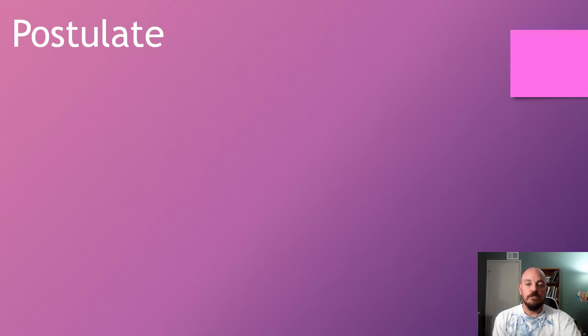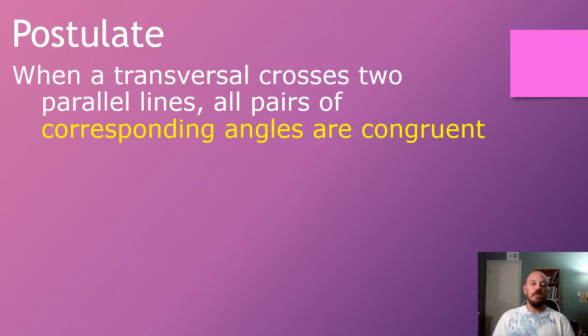Okay, so here's our first math rule for this section. It's a postulate. And remember, we said postulates and theorems are both math rules. In the long run, they're both basically the same thing. Postulates are usually a little bit more simple. Theorems can be more complicated. But our first postulate for today says, if a transversal crosses two parallel lines, all pairs of corresponding angles are congruent.